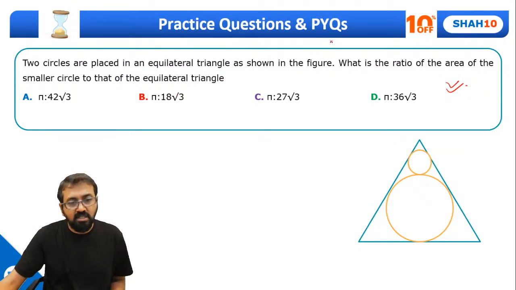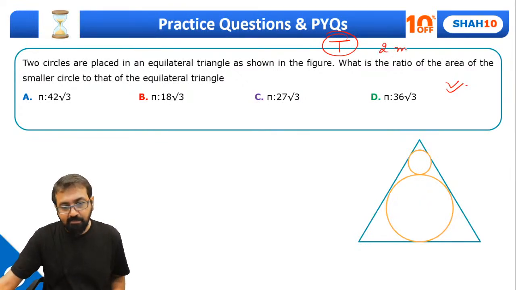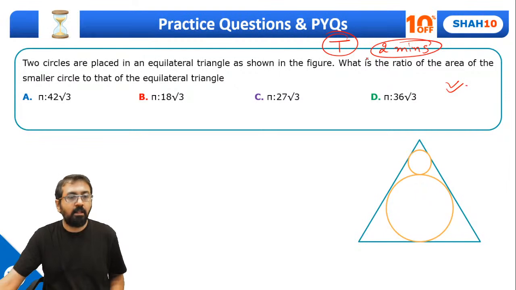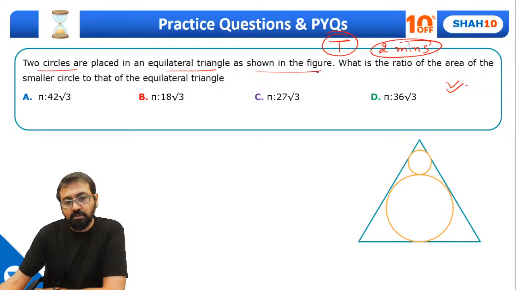Everyone, now this is a tough question. Take your time. I'm giving you 2 minutes to solve this question. 2 circles are placed in an equilateral triangle as shown in the figure. What is the ratio of the area of the smaller circle to that of the equilateral triangle?